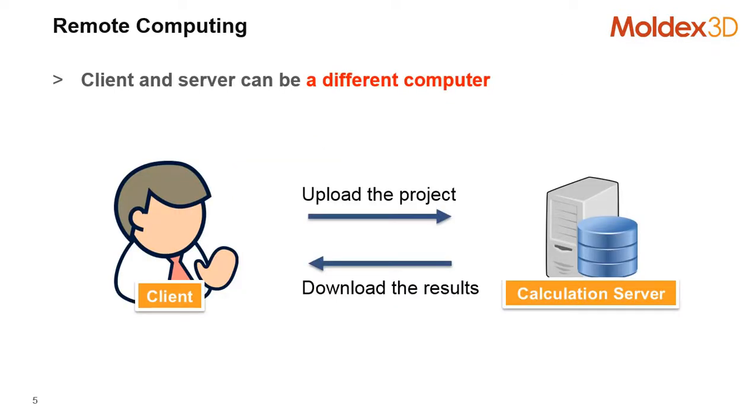The second is the remote computing. For example, if you use your laptop as the client, you can make the mesh and set up all the settings on your own computer. After that, you can upload the project to do the calculation, so you can do other jobs on your own computer without slowing it down. And after the calculation is finished, you can download the result from the calculation server onto your own computer, which is the client. Okay, so this is the remote computing.